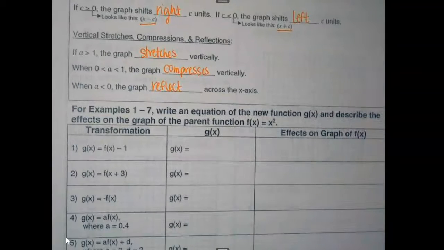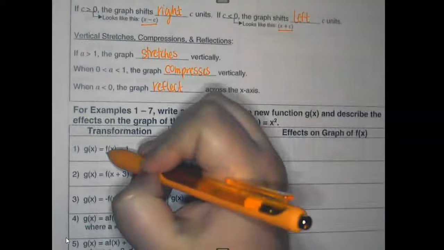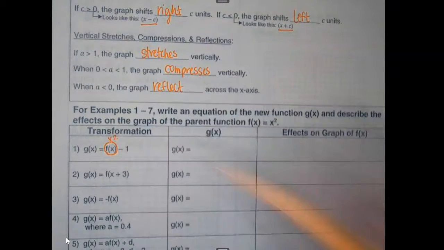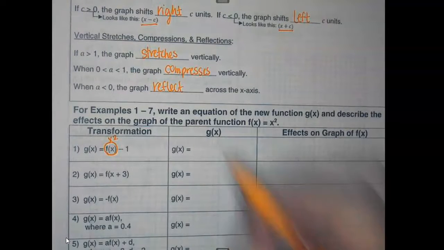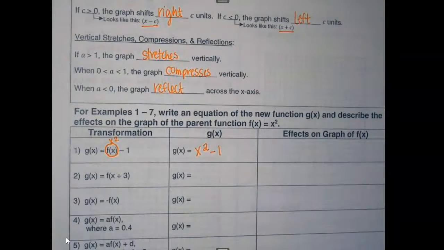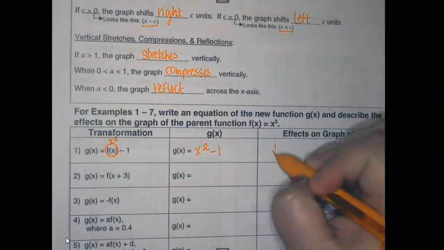Write an equation for a new function g of x, but describe the effects on the graph of the parent function f of x, x squared. So we have g of x is going to equal f of x. I'm going to replace this f of x, and I'm going to subtract 1 from it. So it's going to be x squared minus 1. So we're going to go down 1.